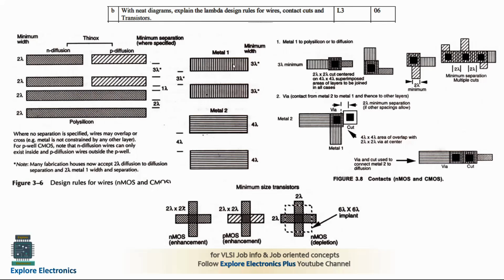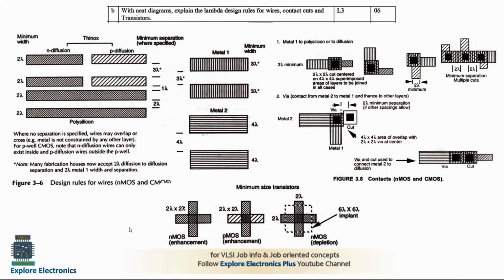For the metals, we have two types of metals. One, we call metal 1, and we represent that with a straight line, and metal 2 with a horizontal line. Metal 1 will have a minimum width of 3 lambda and spacing between the two metal 1 layers will be 3 lambda itself. For metal 2, we need to have 4 lambda as width and spacing as 4 lambda. This is for wires. Wire in the sense it is diffusion, polysilicon and metals.